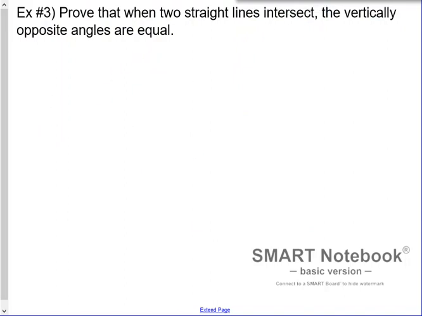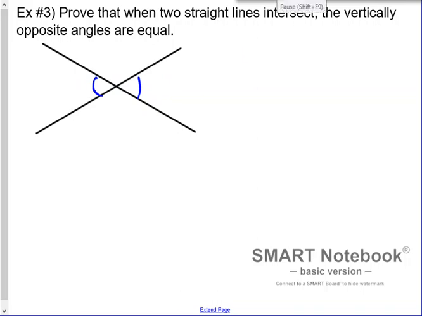So here, we have to remember what vertically opposite angles are first. You might remember from last year, vertically opposite angles are 2 angles that are opposite each other at a vertex. So here is the vertex of this angle, and directly opposite that is the vertex of this angle, vertically opposite. We want to prove that these 2 angles are going to be equal.